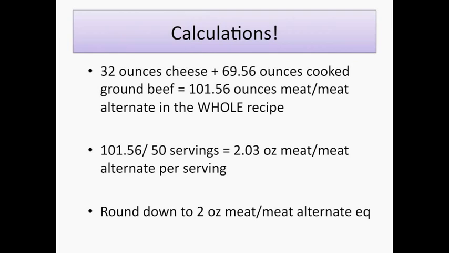Then we divide the total meat alternate of 101.56 ounces by 50 servings to obtain the meat ounce equivalent per serving. Last, we round down the 2.03 ounces to 2, so this recipe provides 2 ounce meat equivalent per serving.